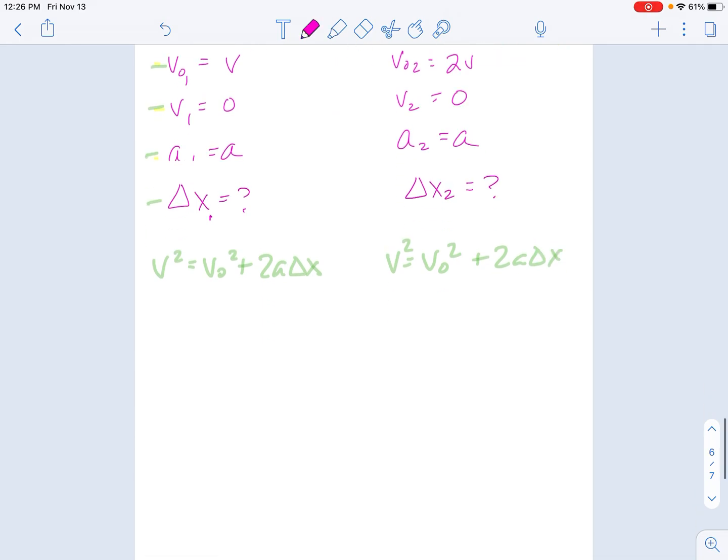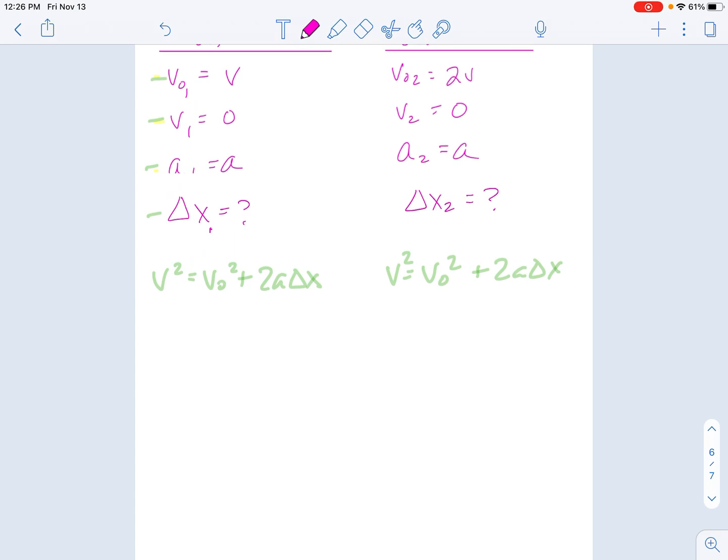And then I'm going to plug in what I know. So the final velocity is 0. The initial velocity is v. Acceleration is a. And delta x is what I don't know. And if I were to solve this for delta x, I would subtract v squared from both sides and then divide both sides by 2a. And so I would get that delta x is equal to negative v squared over 2a.